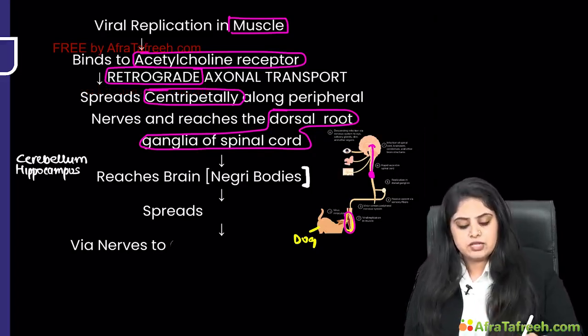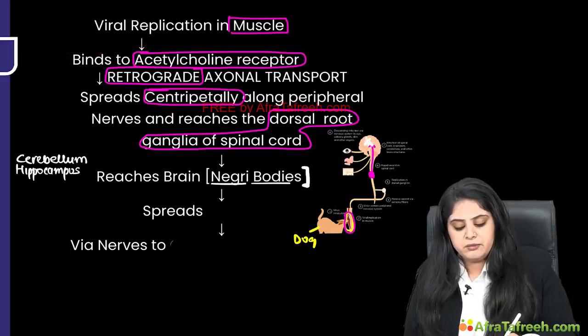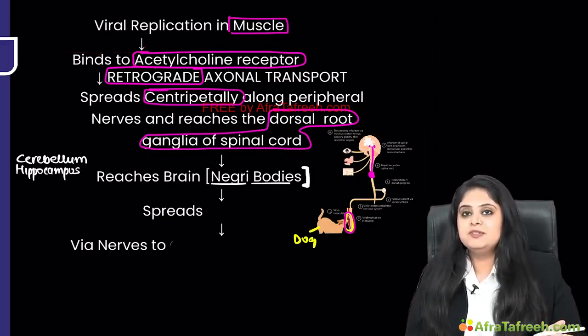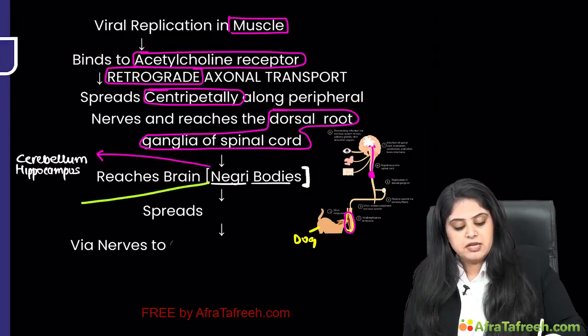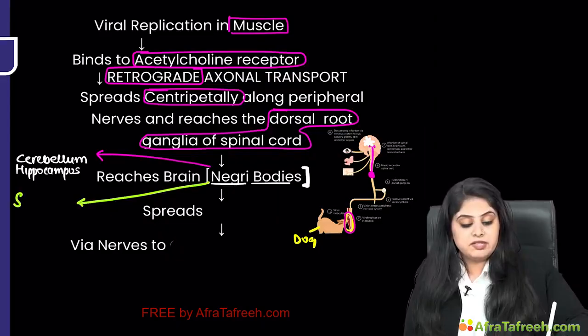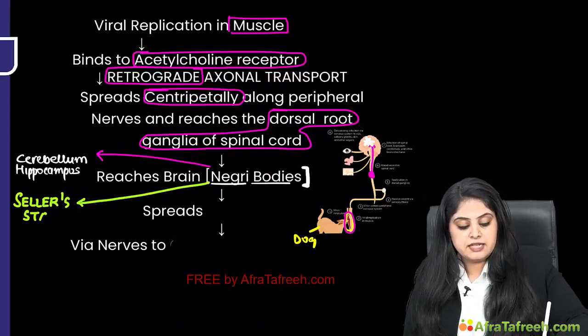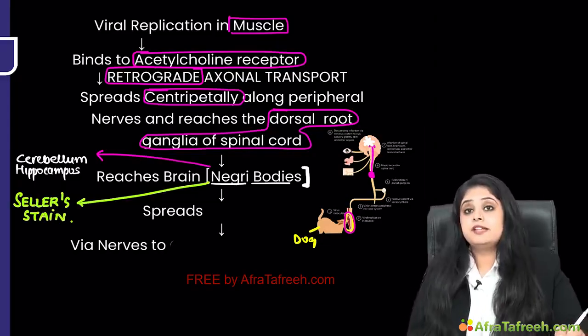Tell me one more question. Now Negri bodies are in the brain. The brain, of course, you will see only at the time of autopsy, right? Is there any stain for the Negri bodies? Number one, Negri bodies are seen in cerebellum, hippocampus. Number two, Negri bodies are going to be stained by what stain? There is a stain by the name of the Seller's stain that you have to know. So Negri bodies, Seller's stain.